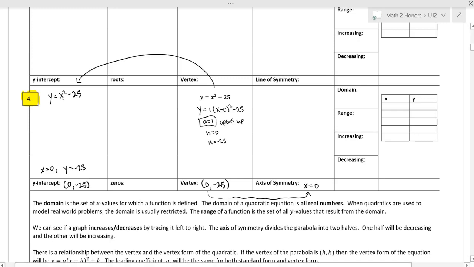And then this is a difference of two squares. We could factor that to x plus 5 times x minus 5, and we have our factored form. To find our zeros, which are the same as roots or the same as x-intercepts, you set y equal to 0 and solve for x.